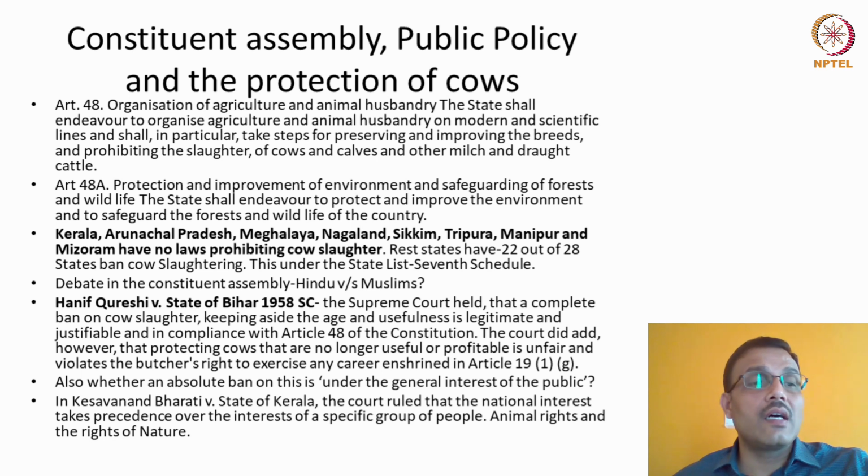And to that extent, I think you will notice that this was brought into existence. Interestingly, friends, while we say that this is how public policy is, you will notice that in the case of protection of cows or other milch and draught cattle, in bringing in legislations to prohibit cow slaughter, states like Kerala, Arunachal Pradesh, Meghalaya, Nagaland, Sikkim, Tripura, Manipur, and Mizoram have no such law. But the rest of the country has a law that makes cow slaughter an offense. So 22 out of 28 states have banned cow slaughter.